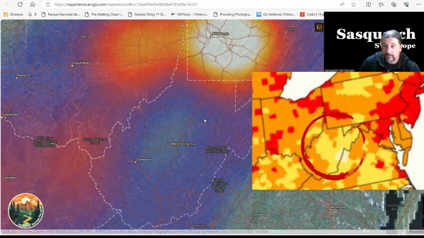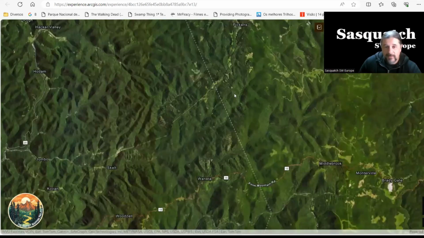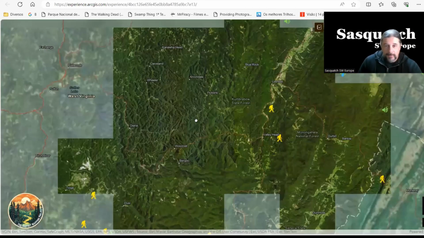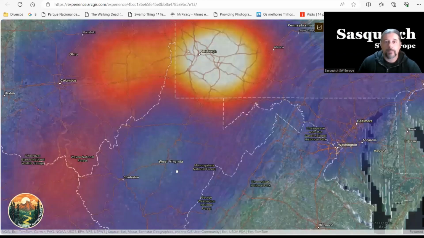This place, I think it's amazing. You zoom in and you can see it's forest for miles and miles and miles. So someday I will go there for sure.